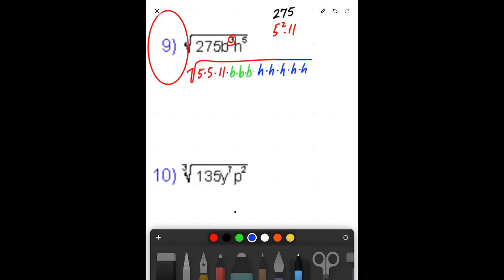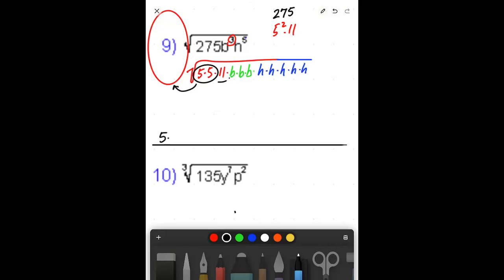So I'm looking for 2 of a kind. So every 2 pair of numbers that I see, I'm going to pull out. Let me just draw a line where I can write this. So now here is 2 of a kind. So I can pull this outside the radical. So I'm going to have 5 times, let's see what else. Can't do anything with 11. That's not 1 times 1, that's 11. So I can't do anything with that.